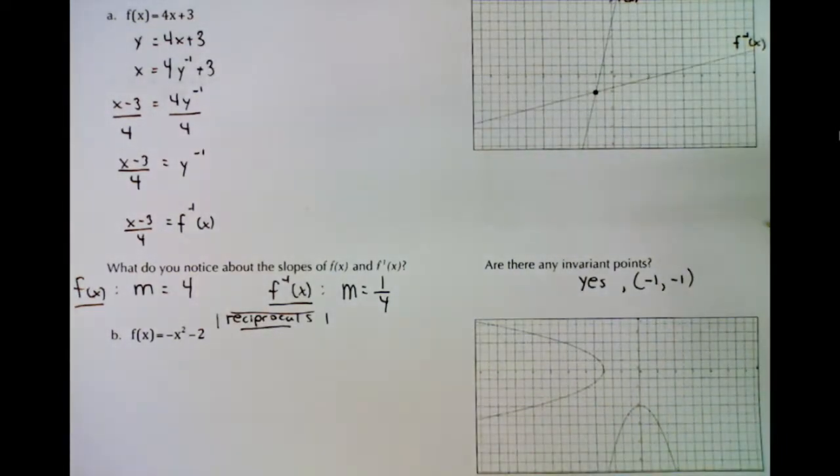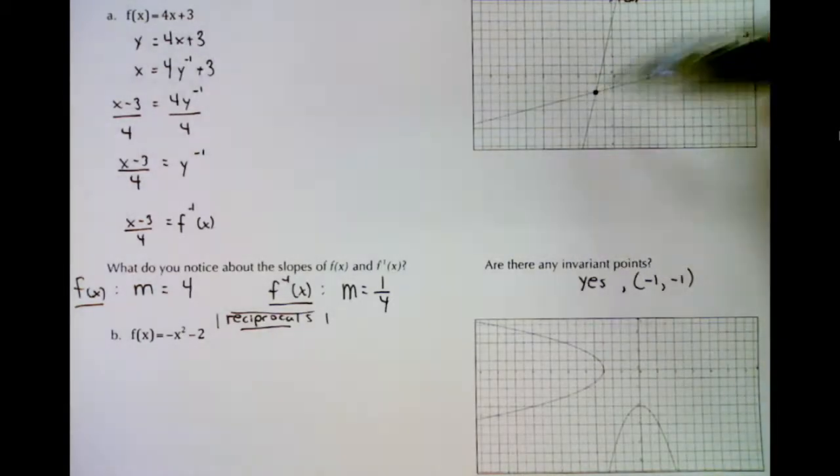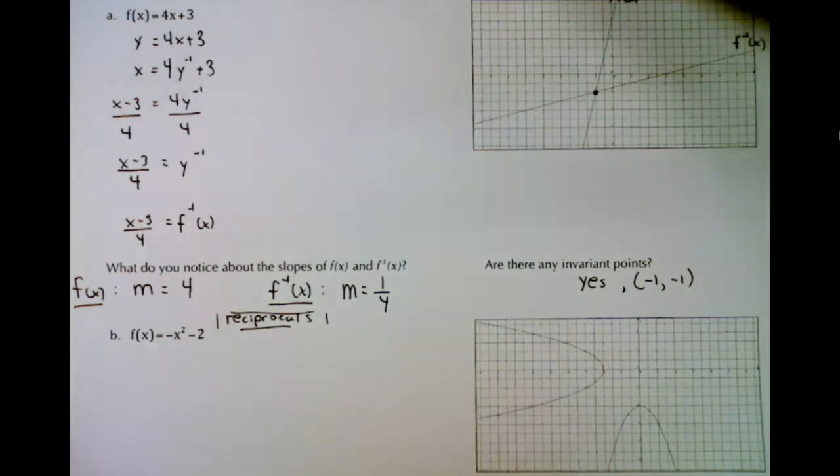Invariant point just means it doesn't change. Variant means change, so it changes. Invariant would be the opposite, so it doesn't change. Any points that don't change when you take the inverse? Yes, there's the one. All right, now we're on to the second function.